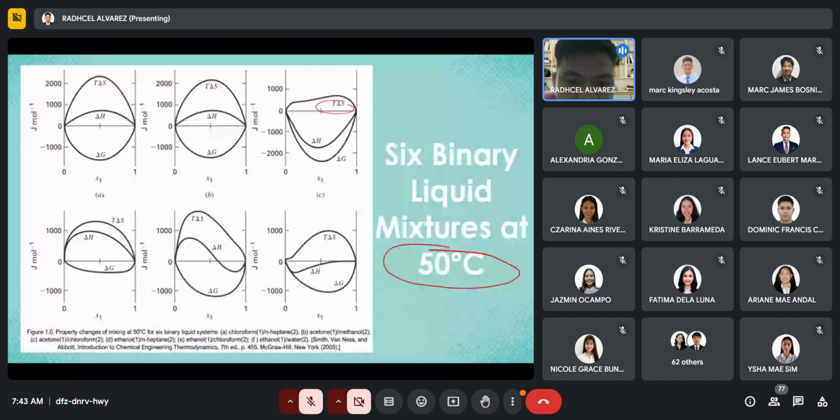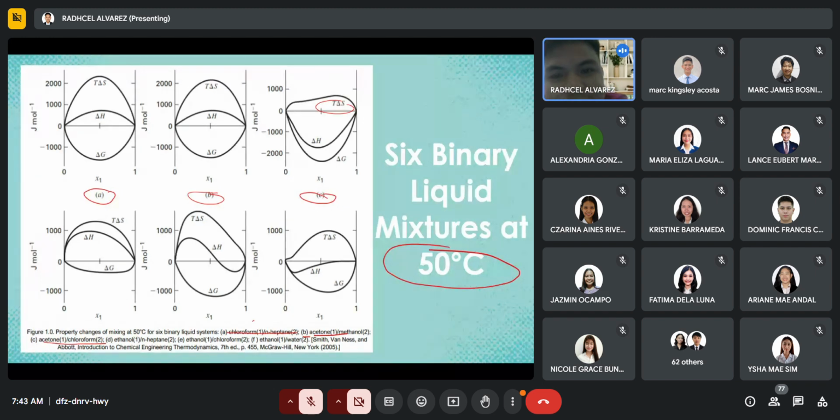So ano ba yung graph na ito? So for letter A, based from the legend, ito yung graph ni acetone and methanol. Okay? For letter C, based from the legend, and so on and so forth. Okay, so these are the six binary liquid mixtures: delta G, delta H, and T delta S.